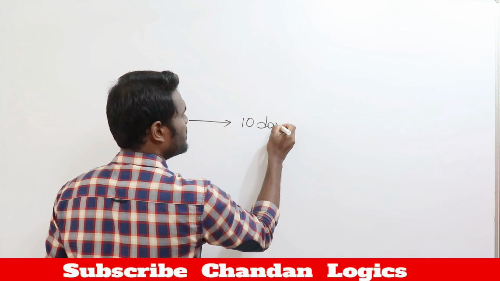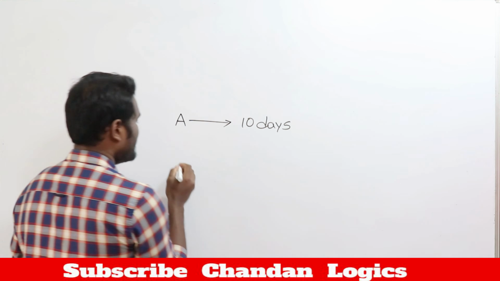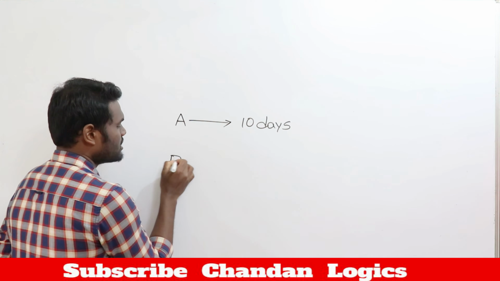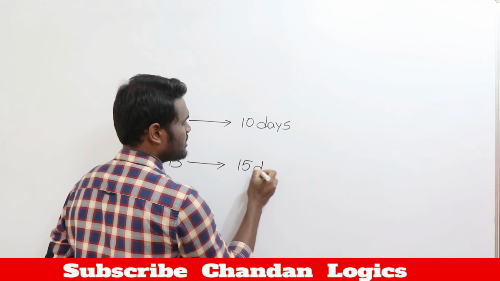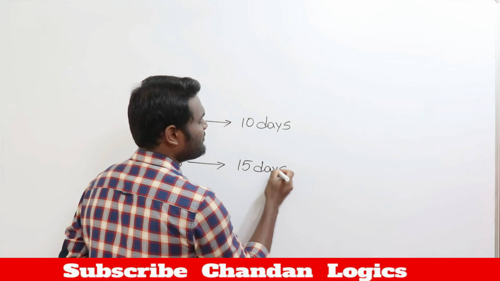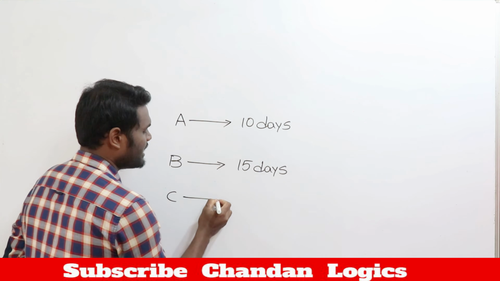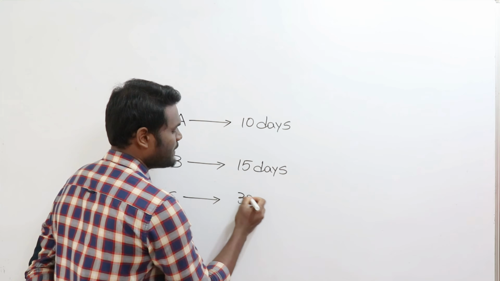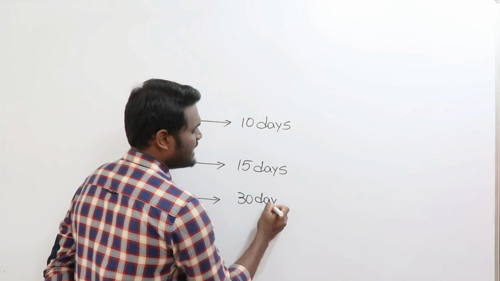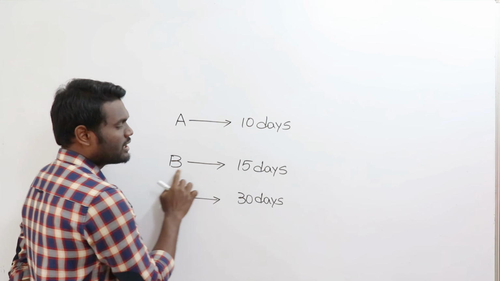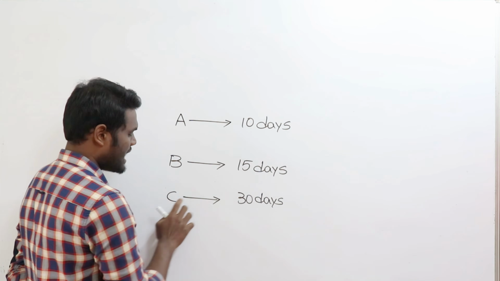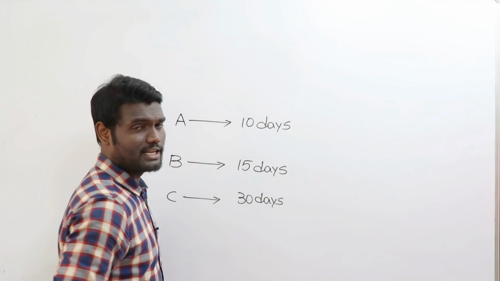So if A is going to work, he is going to take 10 days of time. Let us say the same work B can complete in 15 days. Let us say the same work C can complete it in 30 days. If A is going to work, he can complete it in 10 days. If B is going to work, he will complete it in 15 days. And if C is going to work, he can complete it in 30 days.